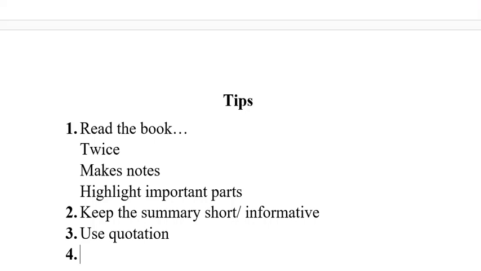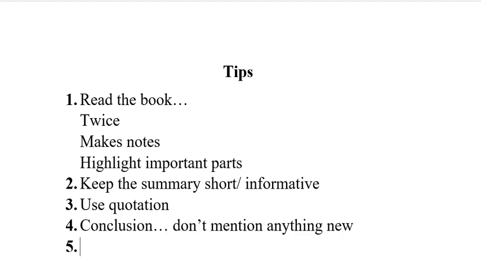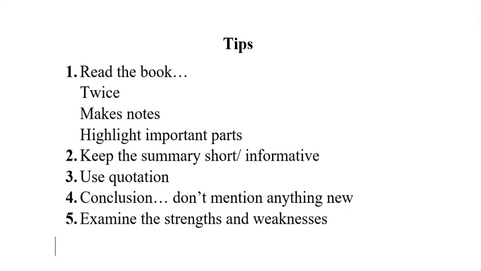When you are writing the conclusion, don't mention anything new. Conclusion is always summing up. Nothing new should be mentioned in the part where you are writing your conclusion. You should also examine the strengths and weaknesses of the book that you have read. I hope it is making sense.